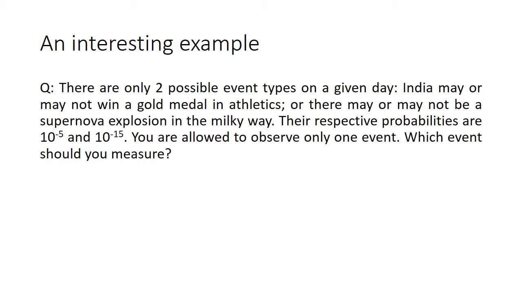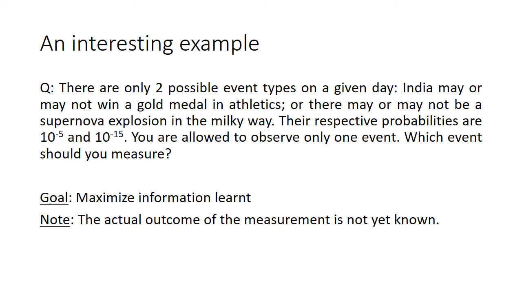A couple of notes. First of all, we have not yet defined what we mean by which event you should measure. What should we try to optimize? Of course the goal is to maximize the information that we are going to learn by observing this event. Having said that, it's a very important note: the actual outcome of the measurement is not yet known. We don't know yet whether India did or did not win the gold medal. We don't know yet whether the supernova explosion did or did not happen. We are only allowed to ask that question without knowing the answer, right?